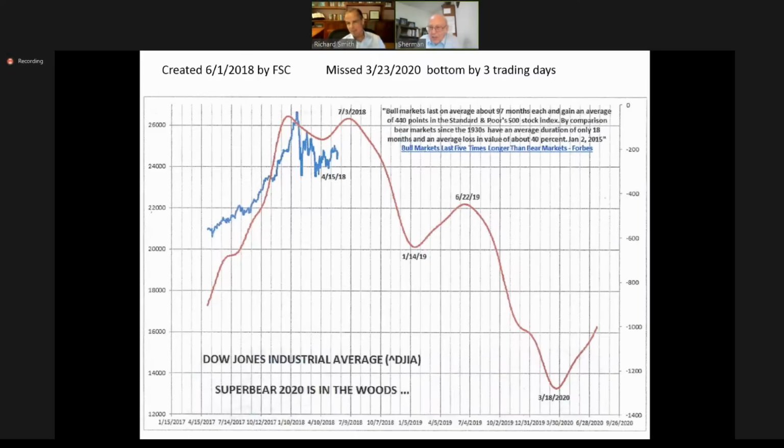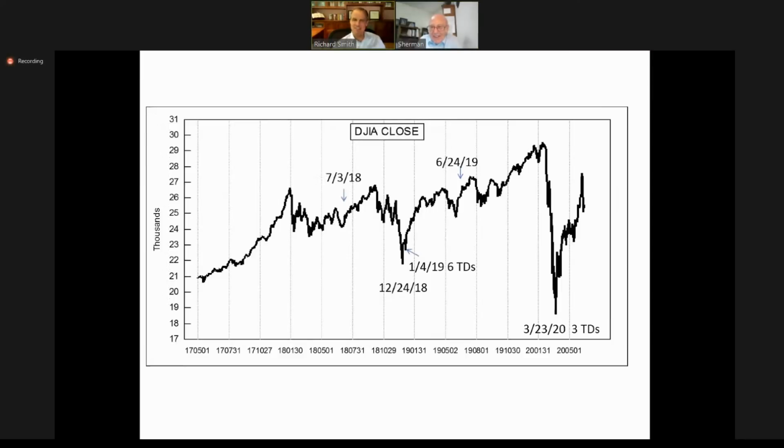From Wednesday until Monday, we missed it by 2 days. Thursday, Friday, Monday. The next slide is showing what actually happened after that forecast was made back in July of 2018. It missed the low by 6 trading days in January of 2019. The market carried on a little bit beyond the June high, but the projection showed that the market should be rising between January and June, and that is what did happen. And then 3 days off the bottom in March.